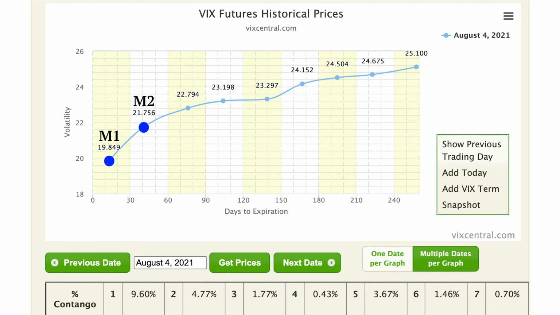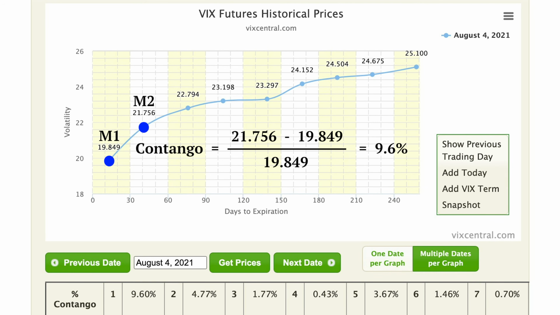So this is the same curve, and remember, we're only concerned with the front 2 months here. As we can see, the M2 contract is 21.756, and the M1 contract is 19.849. These are in contango because M2 is higher than M1, and to get the actual percentage amount of contango is a very simple calculation. It's just M2 minus M1, and then that value divided by M1. This will show us how far above M1 that M2 future actually is, which in this case is 9.6%. Now, this website, VIXCentral.com, has it calculated for you down here. But if you're ever looking at just those values, now you'll know how to calculate how much M1, M2 contango we're actually in.